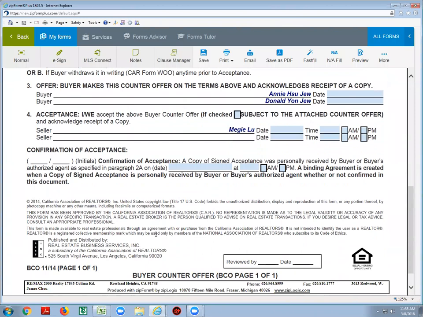And certainly, paragraph 3, offer, you sign it. Paragraph 4, acceptance, you sign it. Done deal. If this is final, don't check anything because you don't have any subject-to counter to attach. This is final. If this is final, then don't check the little box on paragraph 4. Then everybody will know this is the final term, condition, and pricing. Then the buyer's agent or buyers can initial on a confirmation of acceptance.